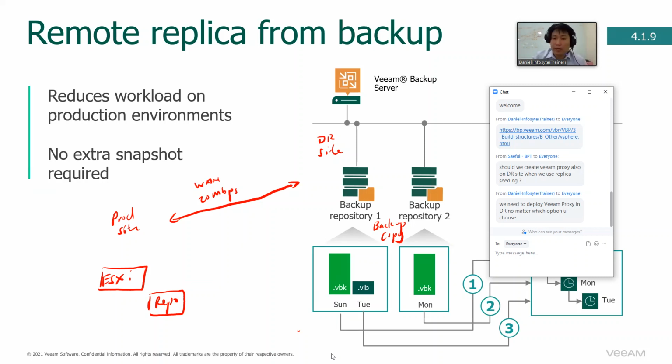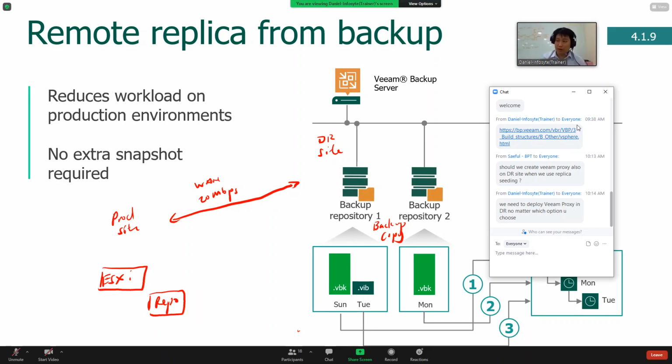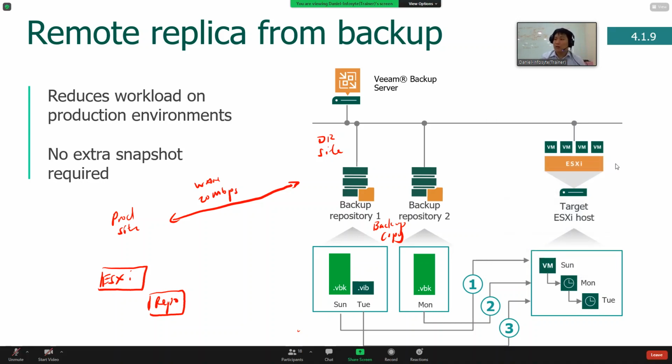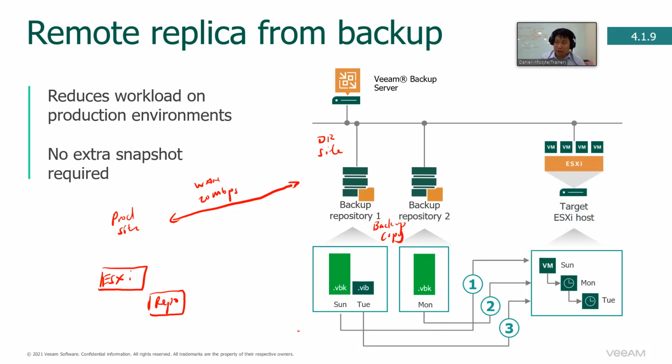Alright. So over here you will see running on this remote replica from backup. So we have a backup copy requirement and also a replication requirement. So what happens here is, when I have a slower link to run, what can we do?